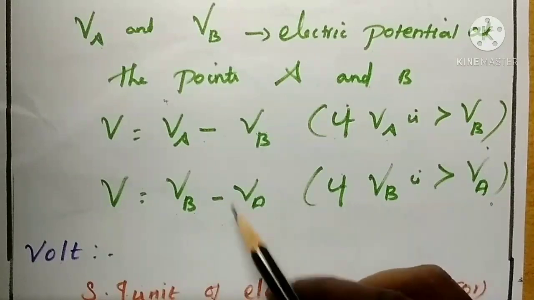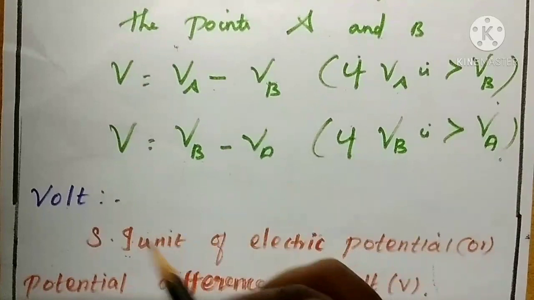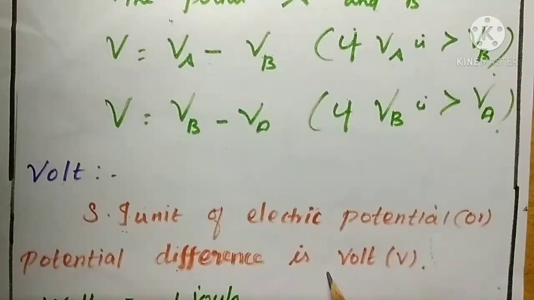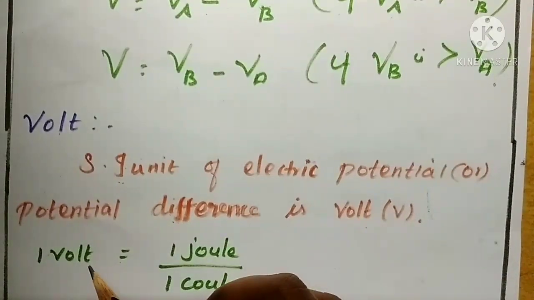Now we can learn the unit of this potential difference. The SI unit of electric potential or potential difference is volt. What's the electric potential unit? Volt. It is represented by the letter V. So now we can define what is 1 volt. How to define 1 volt?